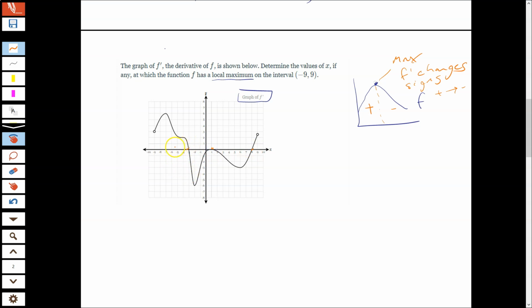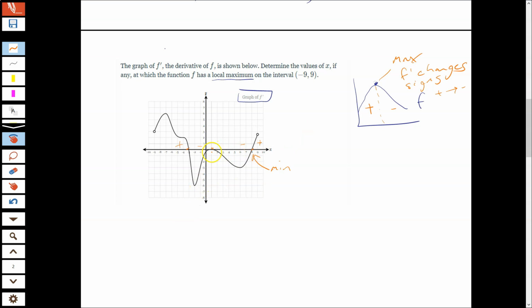And let's take a look at the signs now. Okay, so I'm going to go from right to left. So positive, negative, negative, positive. Okay, so my first 0 over here, as I go from left to right, I go from negative to positive. So that's the opposite of what we want. So this is actually a minimum.